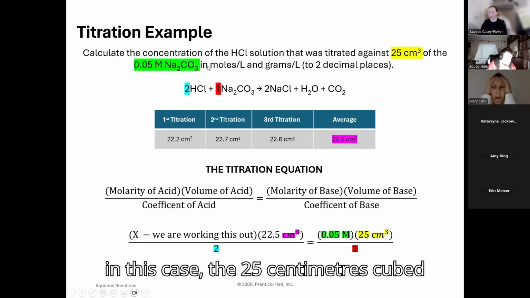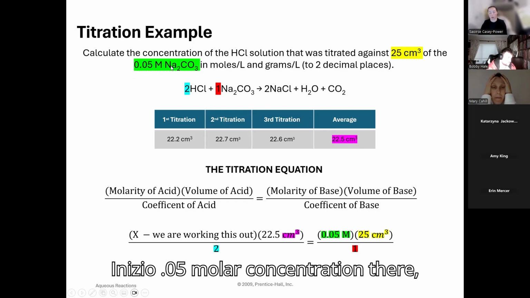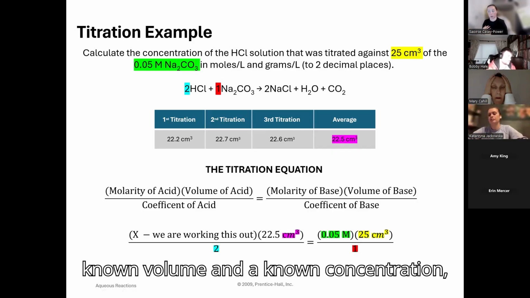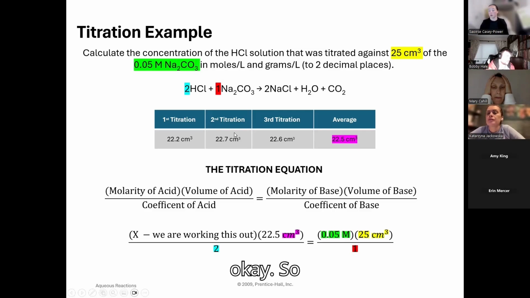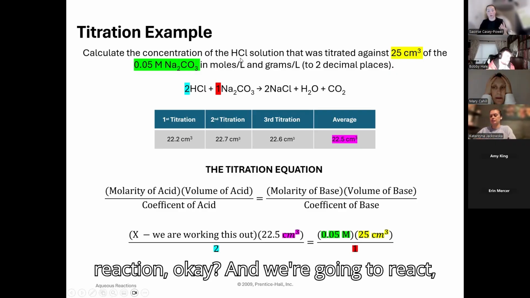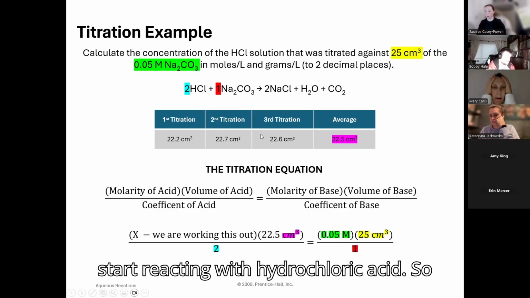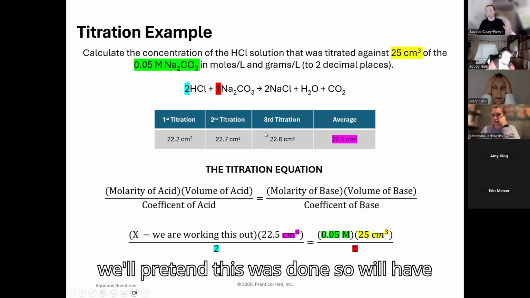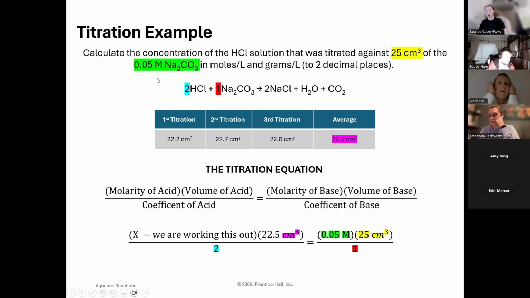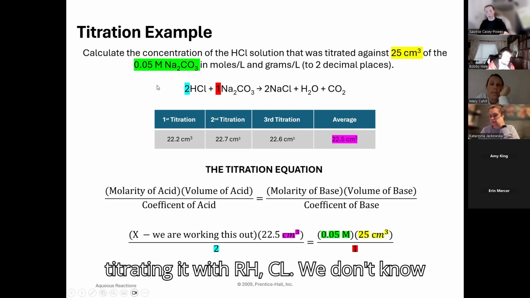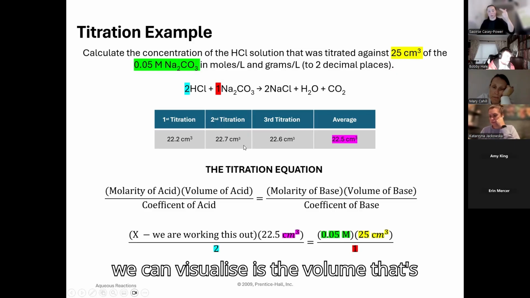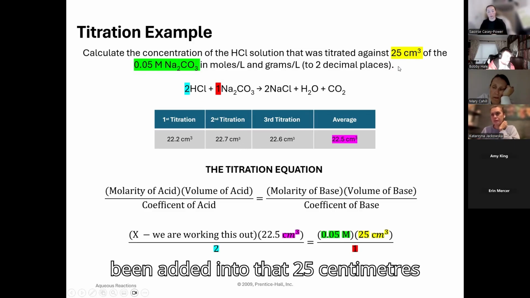The 25 centimeters cubed and our 0.05 molar concentration, that's our known concentration. We have a known volume and a known concentration. So we can put that into a titration reaction and start reacting it with hydrochloric acid. We'll pretend this was done. We'll have a solution with our 25 centimeters cubed of 0.05 molar sodium carbonate in it. Over the course of the titration, we'll be titrating it with our HCl. We don't know the concentration of that yet, but what we can visualize is the volume that's been added into that 25 centimeters cubed.